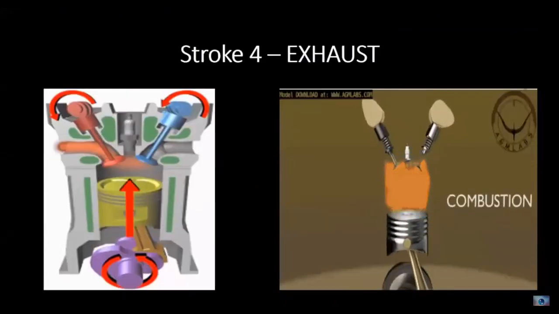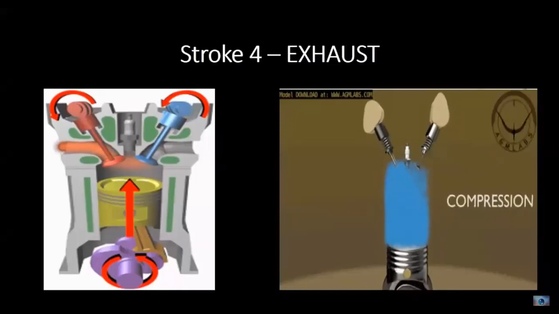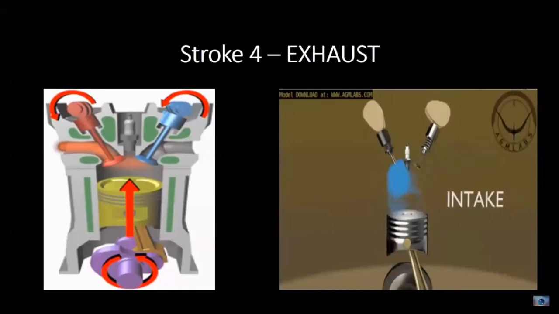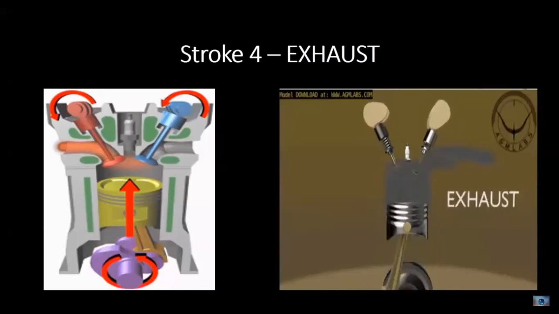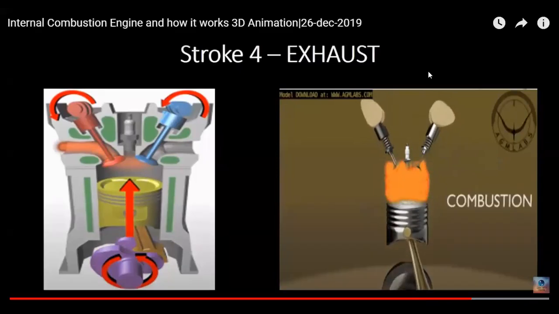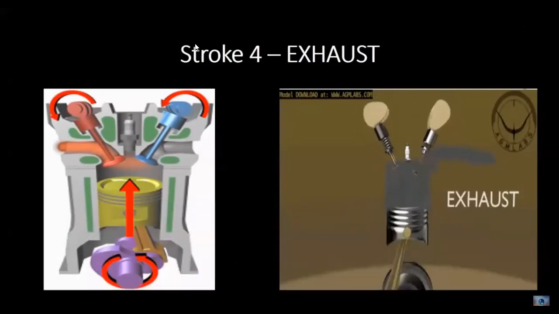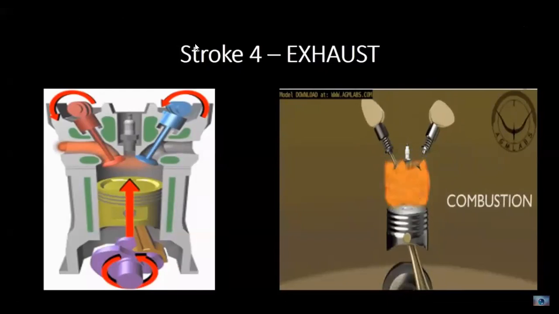Stroke 4. Exhaust stroke. The exhaust stroke starts with the piston at the BDC, after the power stroke finished. During this stroke, the exhaust valve is open. The movement of the piston from the BDC towards the TDC pushes most of the exhaust gases out of the cylinder, into the exhaust pipes. During the exhaust stroke, the engine consumes energy. The crankshaft is rotating due to the inertia of the components.